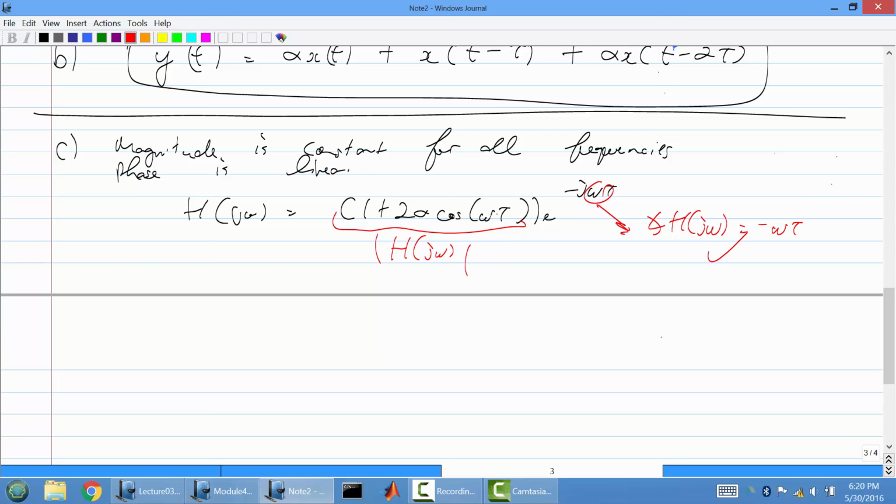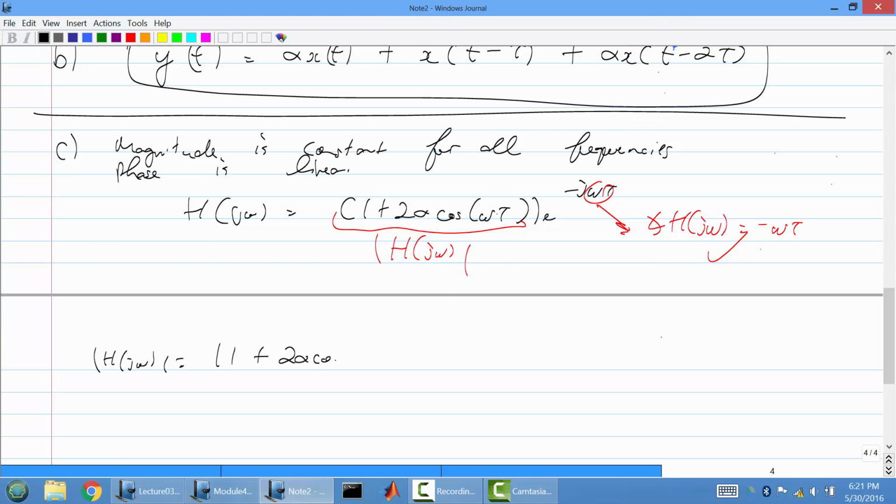However, the magnitude is not constant, because if I substituted different frequencies, 0 or pi over 2 or whatever frequency you want, I'm going to get a different magnitude. So in this case, the channel would have distortion because it's not a constant magnitude over all frequencies. All right, so the magnitude is this, 1 plus alpha something. So it's not constant over all frequencies.